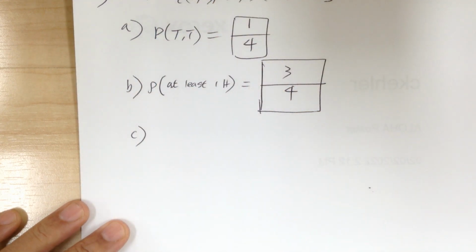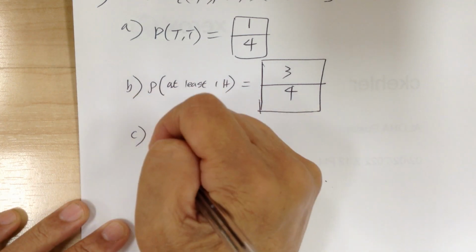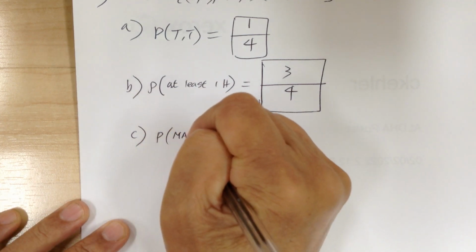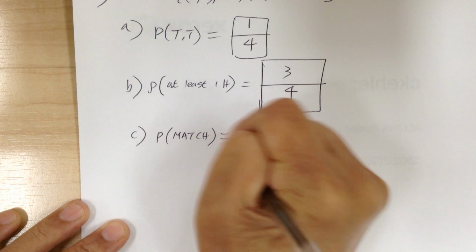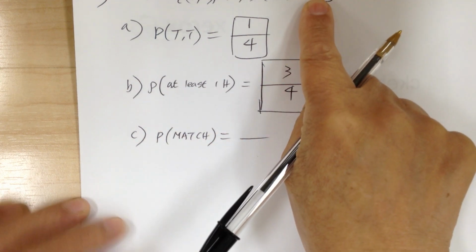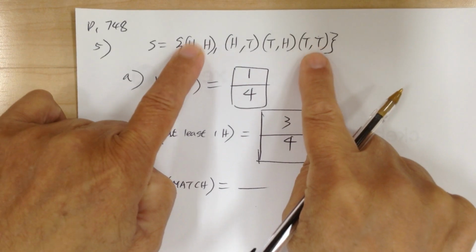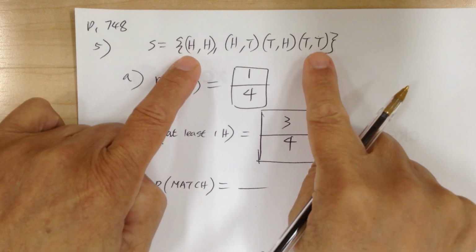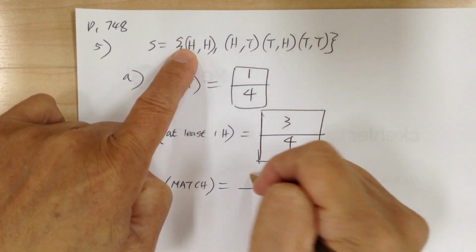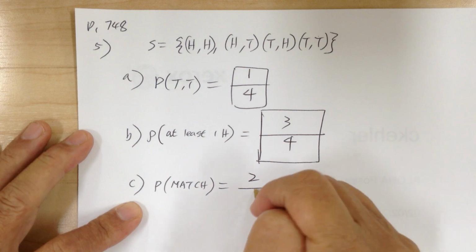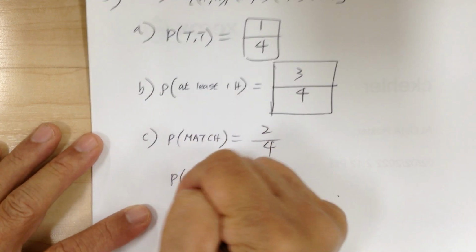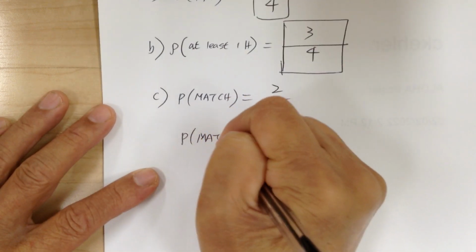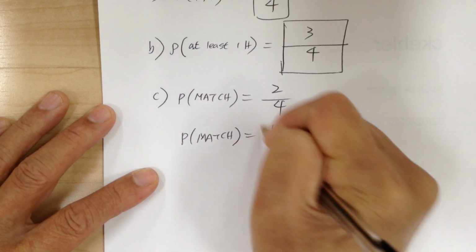Okay, for C, the coins match. So these 2 will match. You want the 2 coins to match, so there are 2 of them out of overall 4. So the probability of the 2 coins matching is equal to 1/2.